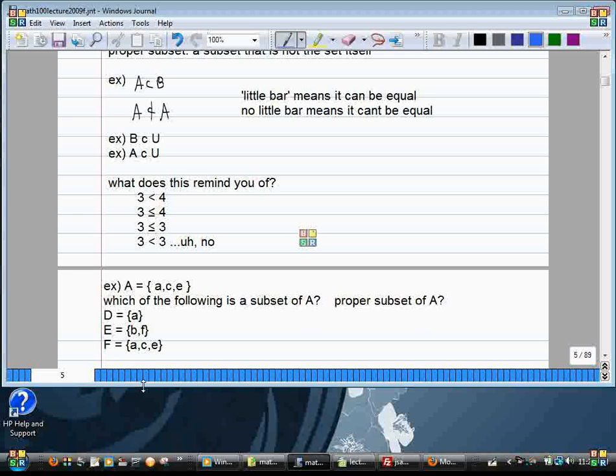And D is a proper subset. Anything else? Is F a proper subset? Wait, what is a proper subset? Can you go over that again? It's a subset, but it's not the same thing. So what do we say about D? Is D a proper subset?